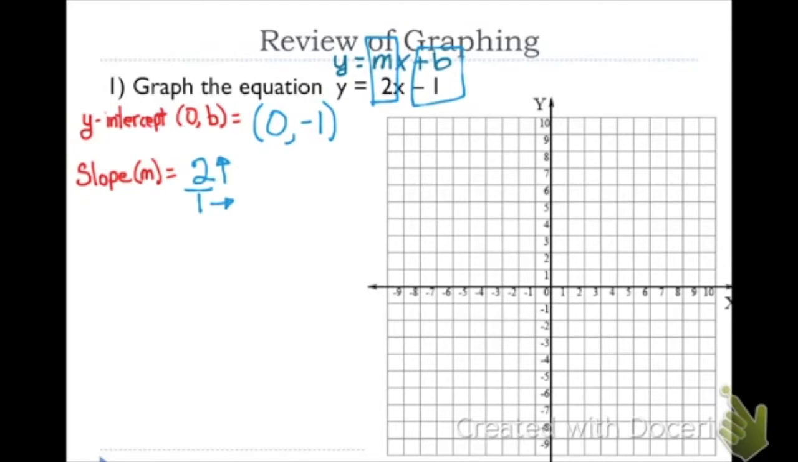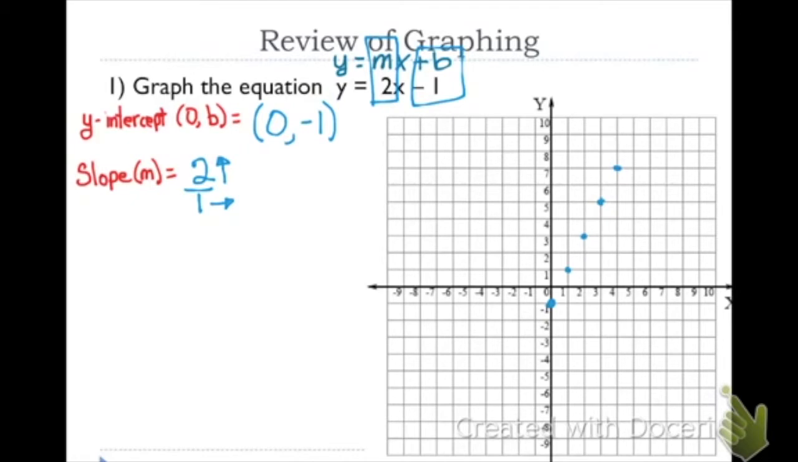Okay, all's good. I'm going to go over here and I'm going to use my y-intercept. That's my starting point. So I'm going to make one nice big fat dot at (0, -1). And then I'm going to use my driving directions and my slope. From that -1, I'm going to go up 2 to the right 1, up 2 to the right 1, up 2 to the right 1. And I'm going to do that as many times as I need to make a really good line.